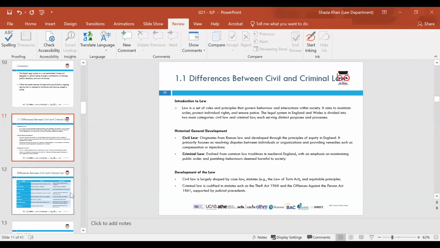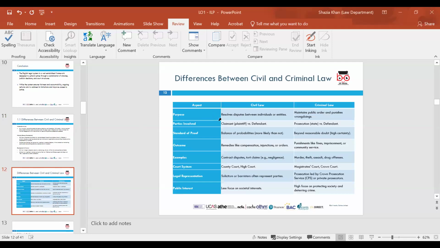And they developed historically quite far back, and the whole point is civil law involves compensation and financial agreements, whereas criminal law involves things like prison sentences, fines, or community service. And criminal cases are usually filed by the government, whilst civil cases are filed by private parties.